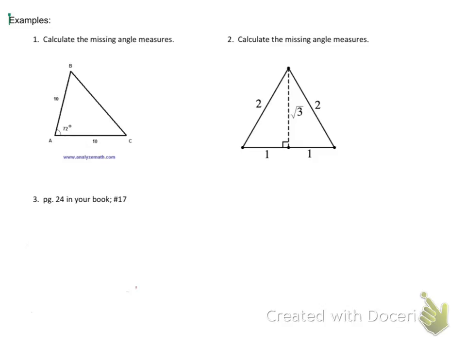It says calculate the missing measures, angle measures. Well, that's B and C, the two other angles that were not given. How do we find that? What do we know about this triangle? If the two sides are the same, it's a what kind of triangle? It's an isosceles. And okay, so that means this side and that side are the same.